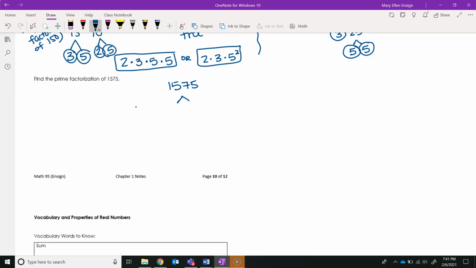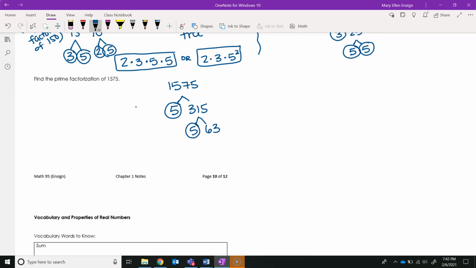But I'm going to divide by 5, and I find that this is 5 times 315 when I do that on my calculator. I do 1,575 divided by 5, and I get 315. 5 is a prime number, so I circle it. 315 is the other side. Again, I don't know what goes into that, but I do see that 5 goes into it. So to make it easy on myself, I'm going to do 5. I get 5 and 63.